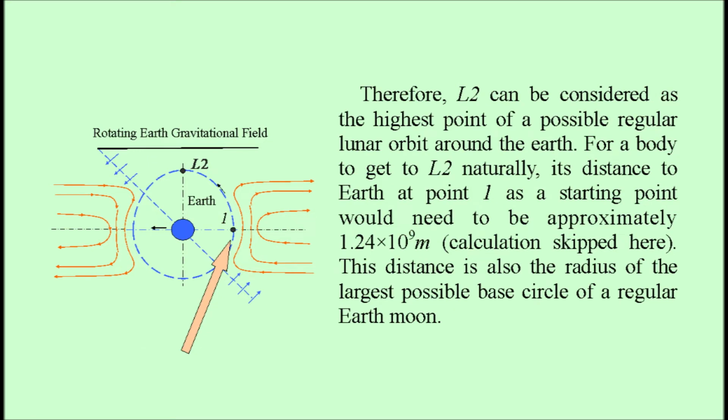Therefore, L2 can be considered as the highest point of a possible regular lunar orbit around the Earth. For a body to get to L2 naturally, its distance to Earth at point 1 as a starting point would need to be approximately 1.24 × 10^9 meters. This distance is also the radius of the largest possible base circle of a regular Earth-Moon orbit.